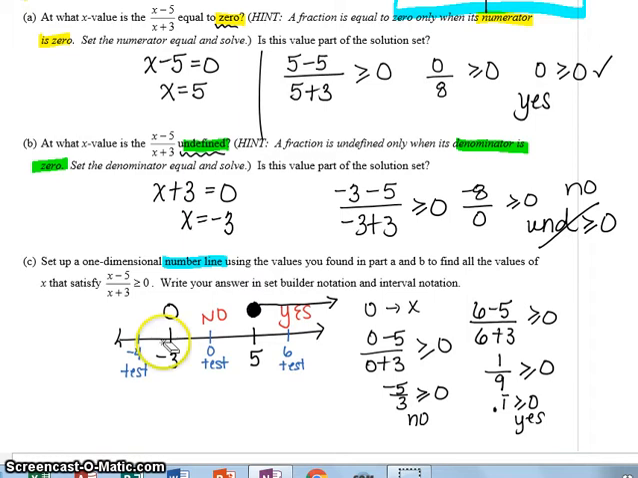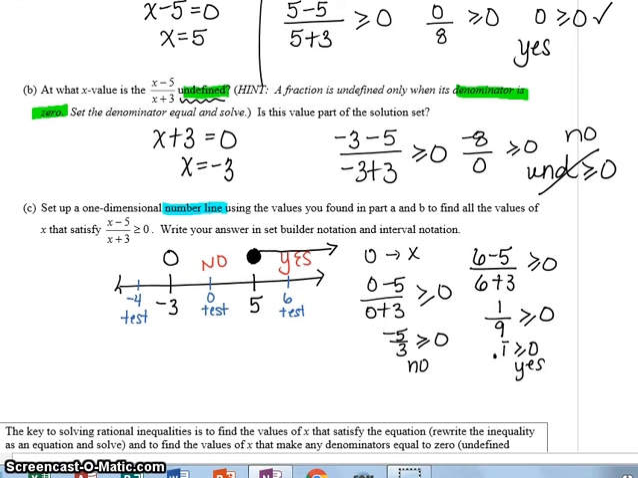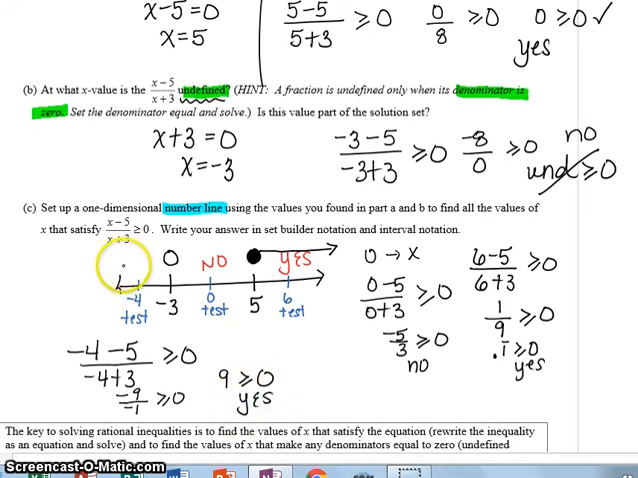All right? Our last value that we're going to test is the negative 4. So I'm kind of running out of space there. So I'm going to come over here. So I'm going to go negative 4, and again, going back to the original, negative 4 minus 5 all over negative 4 plus 3. Is it greater than or equal to 0? I get negative 9 divided by negative 1. A negative divided by a negative would be positive 9. Positive 9 is greater than 0. That ends up being a yes. So because that is a yes, that means all the values down here are also included.